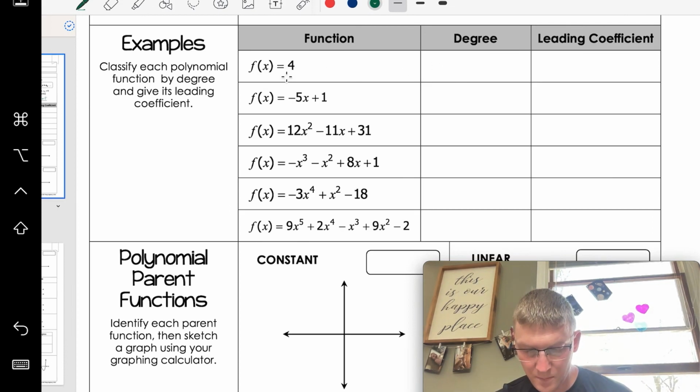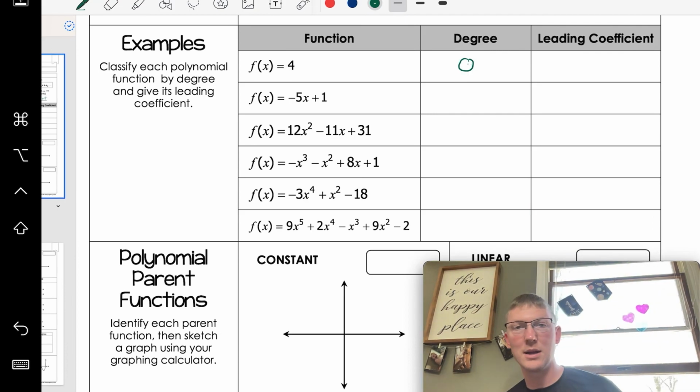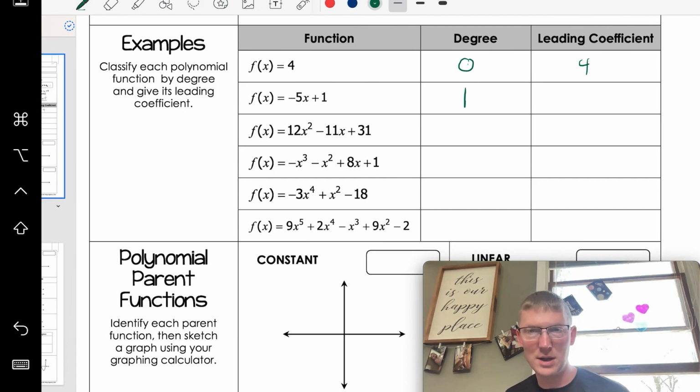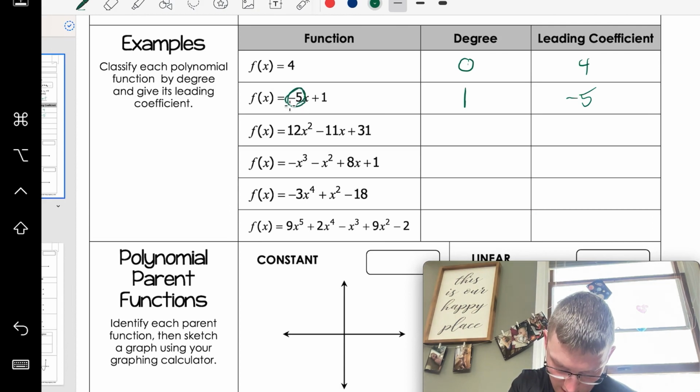For example, here we don't even have a variable, so our variable has a 0 exponent. This is what we would call a 0 degree polynomial, and its leading coefficient would be this guy right here, so it would just be 4. Okay, if we go down the line, we look at this one right here. This is a first degree polynomial, and the number associated with that highest degree variable is going to be -5. So that's this guy right here.